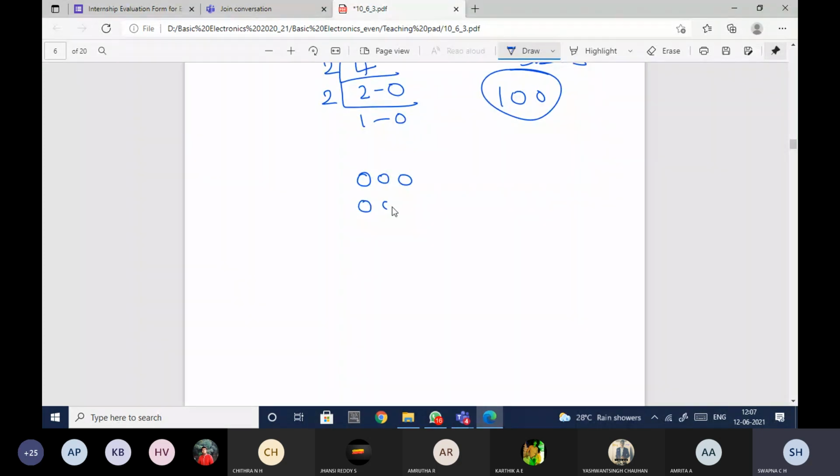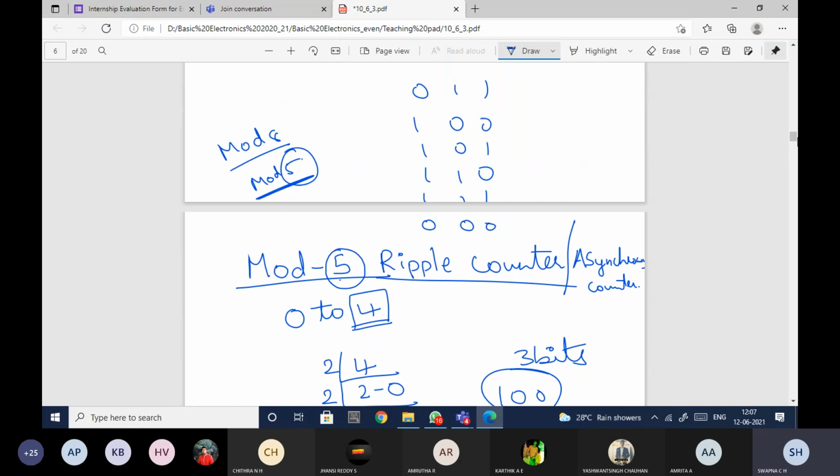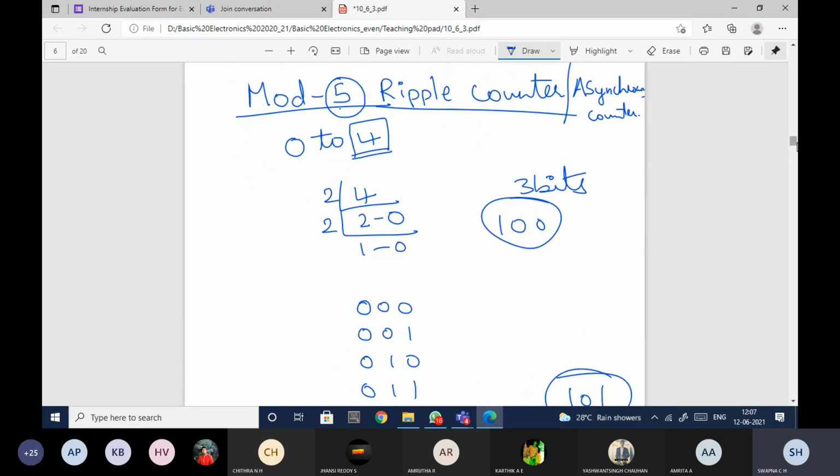Okay, then 0 0 1, 0 1 0, 0 1 1. Next 1 0 0. After this, I should get back my 0 0 0 back. I should not get 1 0 1. Okay, 101 should not be there. After counting from 000 to 100, it has to go back to 000. So that is how I need to design the modified ripple counter.